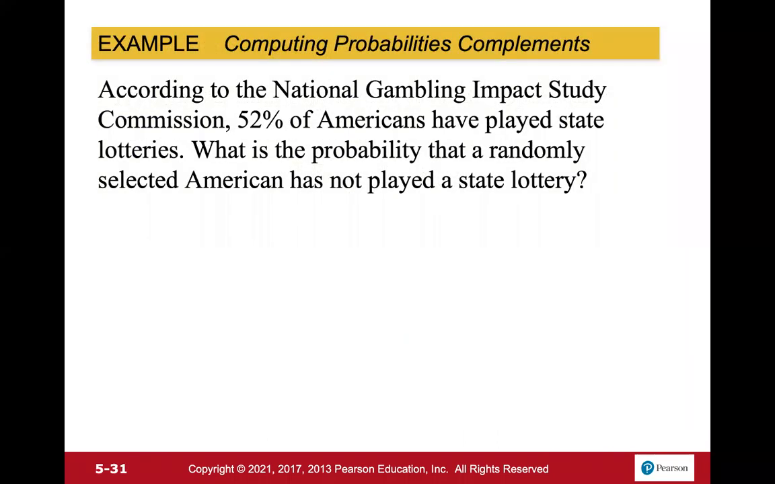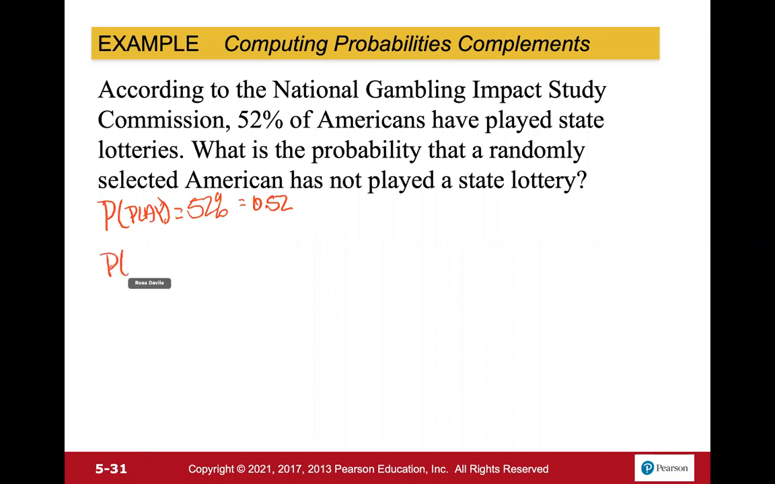All right, so looking at this, according to the National Gambling Impact Study Commission, 52% of Americans have played state lotteries. What is the probability that a randomly selected American has not played the state lottery? So what we're looking at is probability of playing, and that's 52%. To turn this into a decimal, we would just divide our percentage by 100, so 0.52. And what they're looking for is to select an American who has not played the lottery.